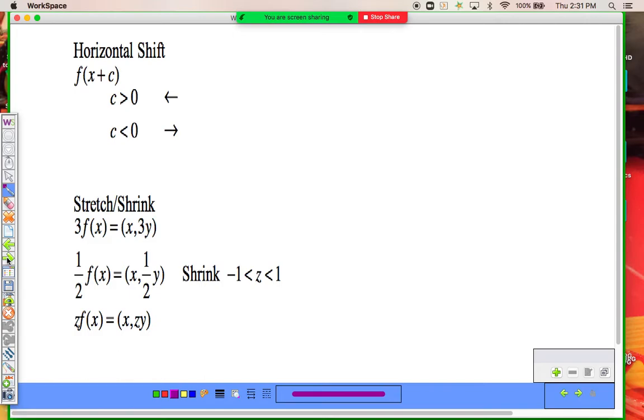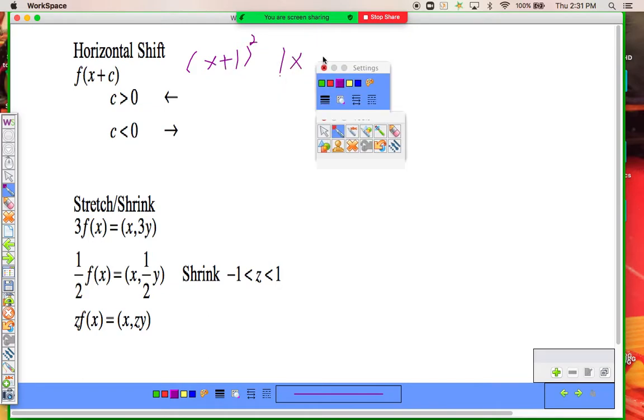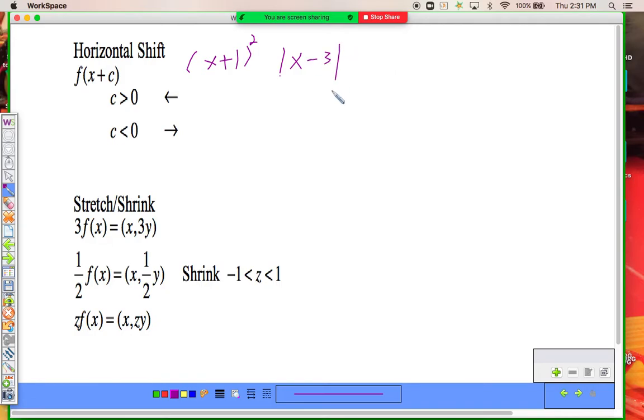All right, so what's going to happen first? We're going to put a number inside our function. We're going to put a number inside our square or inside our absolute value, like x plus 1 squared or the absolute value of x minus 3. If I add a number inside my function, if this number is greater than 0, which is a positive number, we're going to move our graph to the left that many units. So if it's inside my function and it's a positive number, we're going to move to the left that many units. If my number inside is less than 0, which means it's negative, we're going to move to the right. If it's a negative number, we move to the right. If it's a positive number, we're going to move to the left.